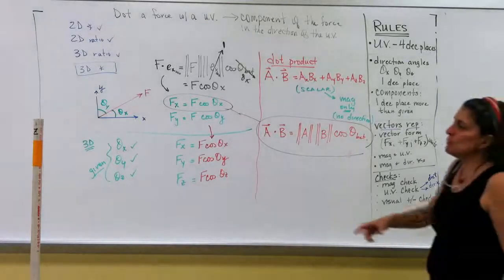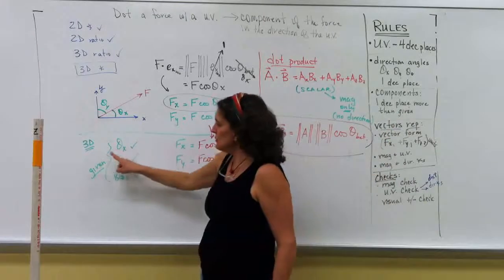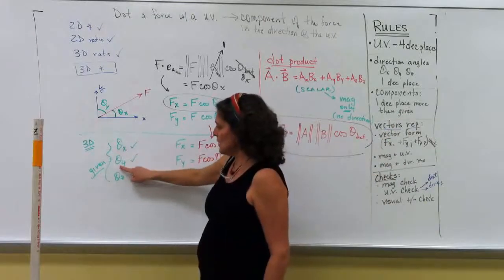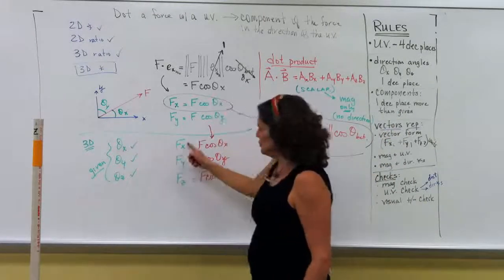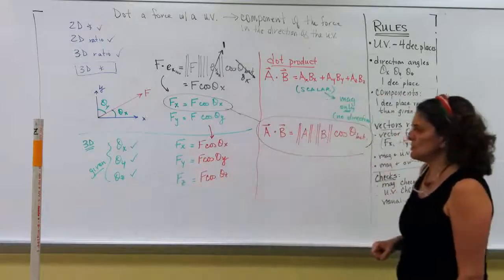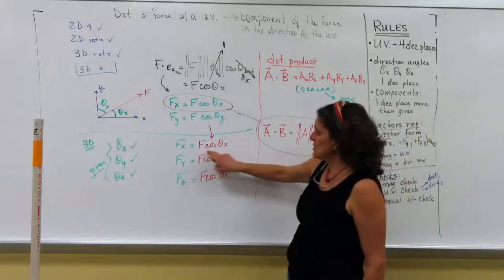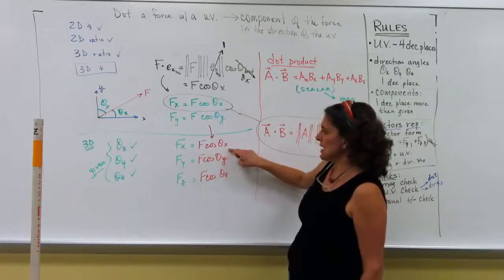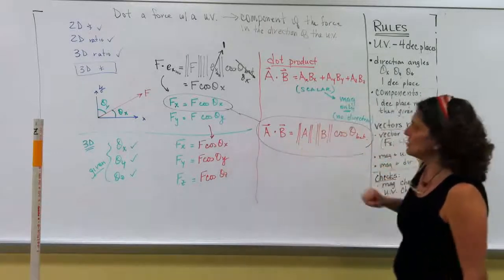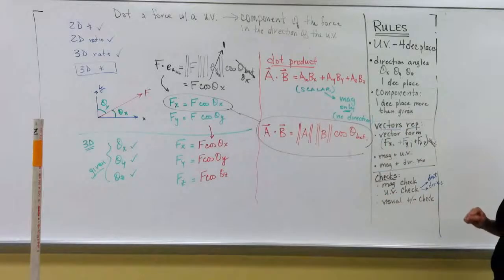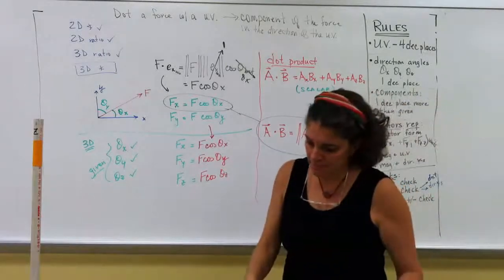Okay, so now moving into 3D, if you're given theta x, theta y, and theta z, you could find the components of those three forces by multiplying the force times the cosine of the direction angle. And it's based on what our dot product is. Okay, now we're going to do a problem.